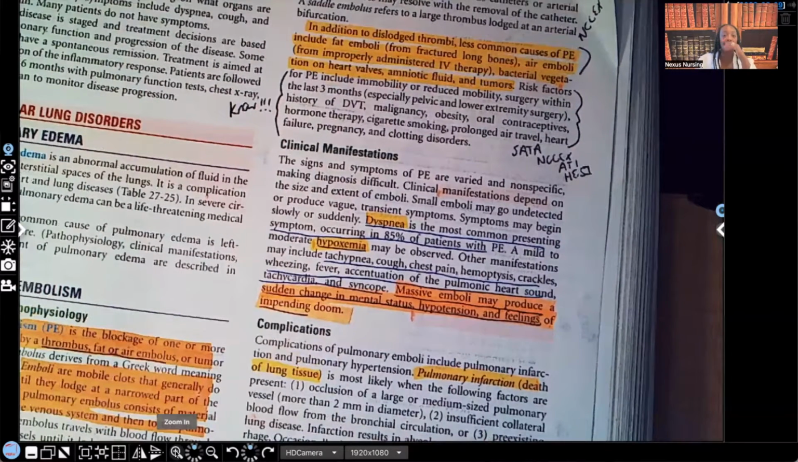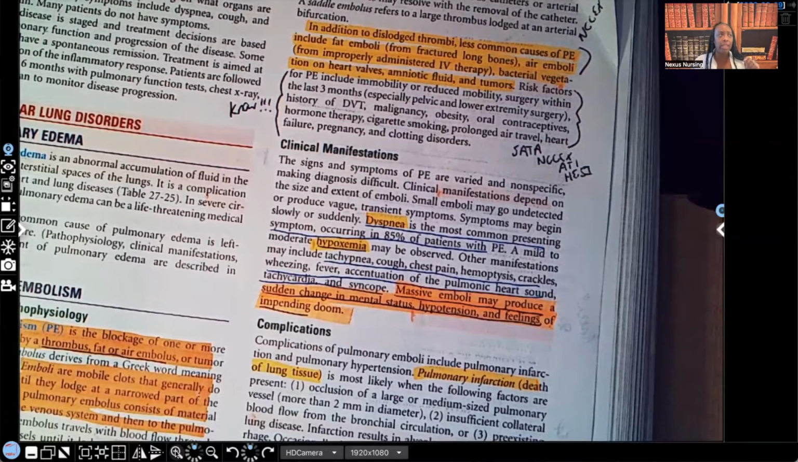All right, so it says, in addition to dislodged thrombi, less common causes of pulmonary embolism include, notice, guys, I have this highlighted, and I wrote NCLEX next to it. What does that tell you? All right, okay. So you need to know other causes of pulmonary embolism. Here's the list. Fat emboli from fractured long bones. NCLEX is famous for asking about this, and so are HESI and ATI, especially those exit exams.